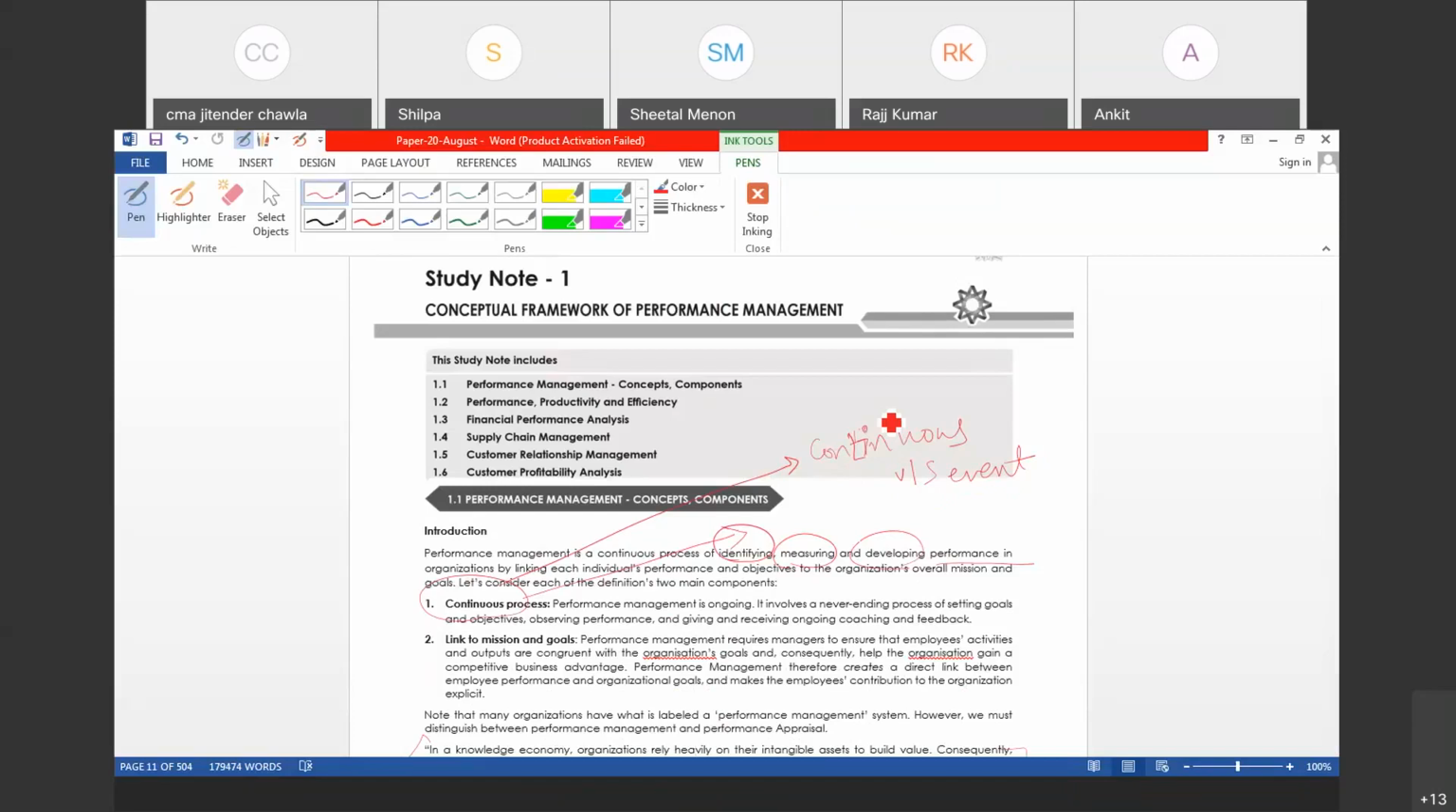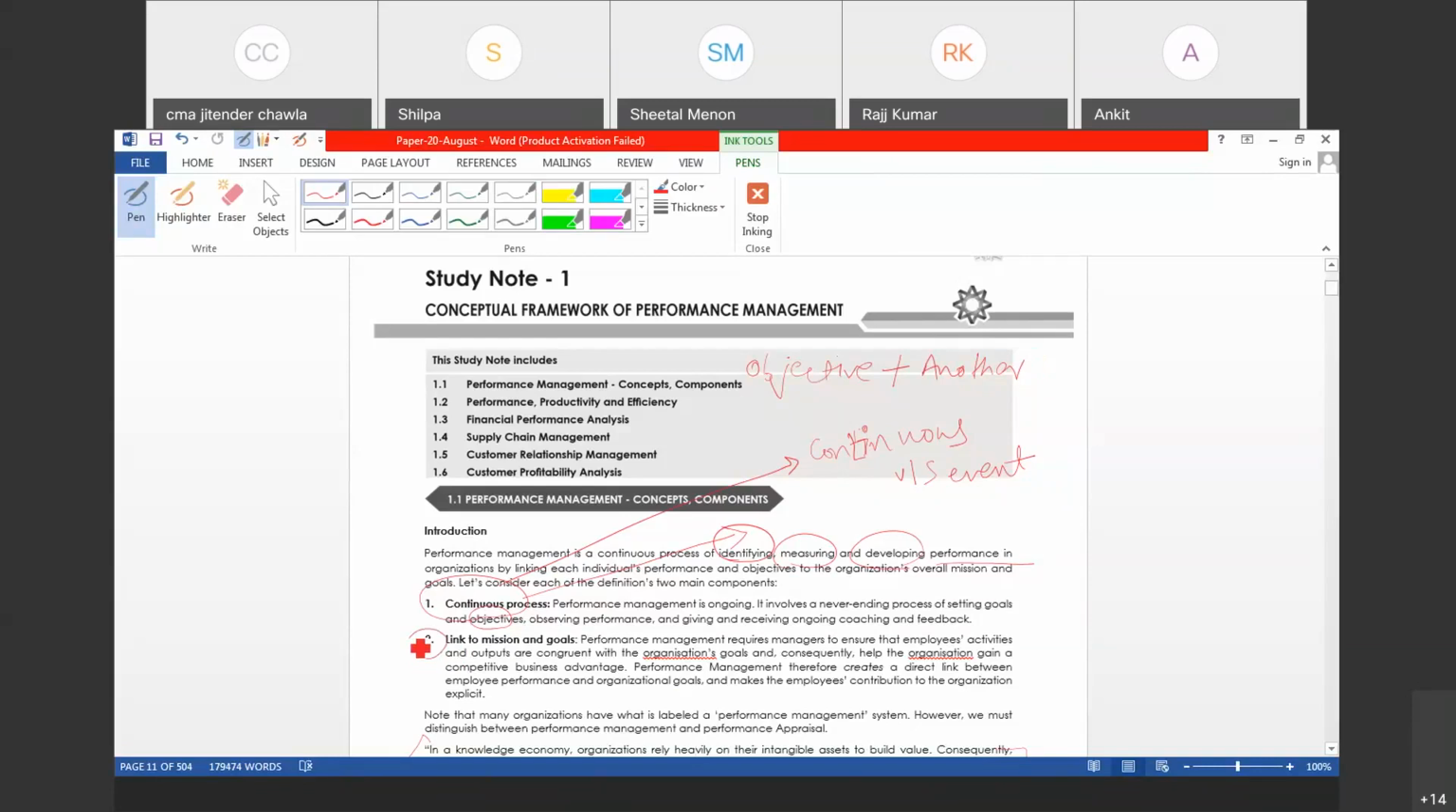Why so? Because there are some objectives. Once objective one is achieved, we have another objective. So that means when you clear your intermediate, you have another objective, that you have to go through the training process. After completing your training process, you have another target. After completing CMA, there is further study opportunity the institute may provide you. Yes, obviously. So performance management is not an event. It is a continuous process.